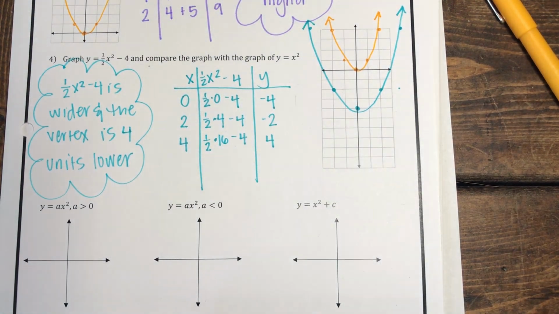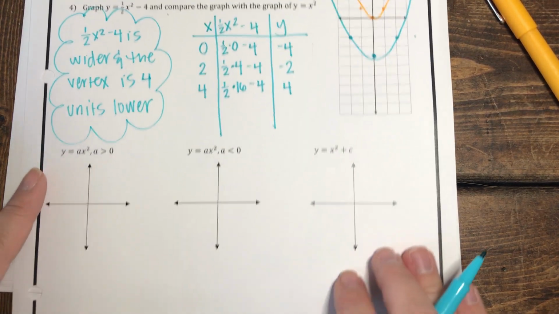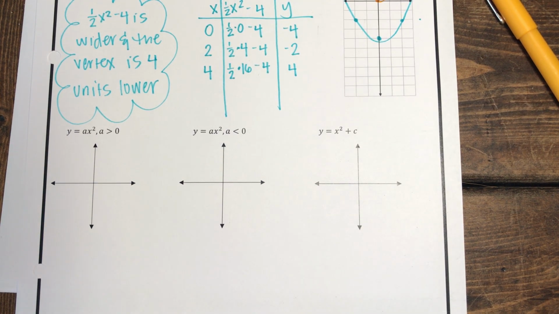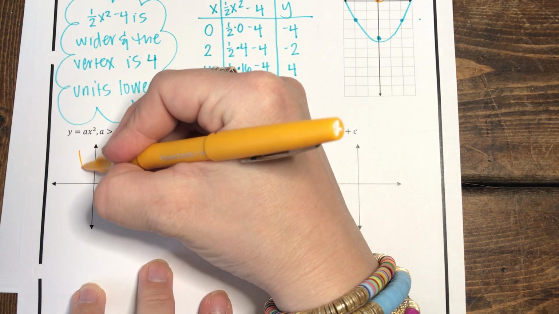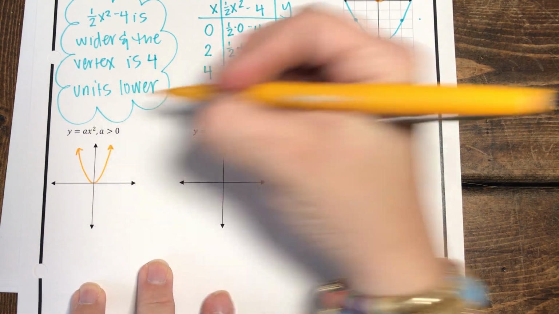Okay, this bottom section we're going to leave off. If you want to hang out and listen, I'll explain it. But so y equals, let's graph the parent function first. If this was our parent function every time, let me put that on there.